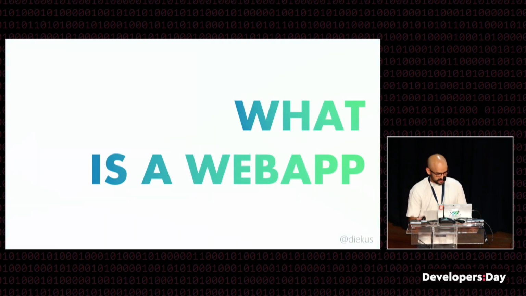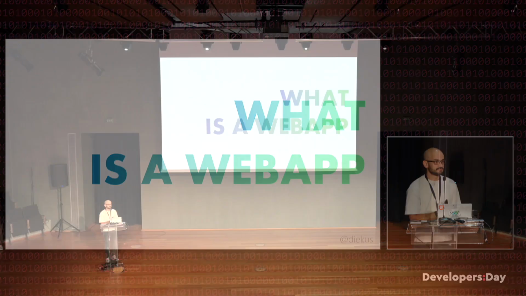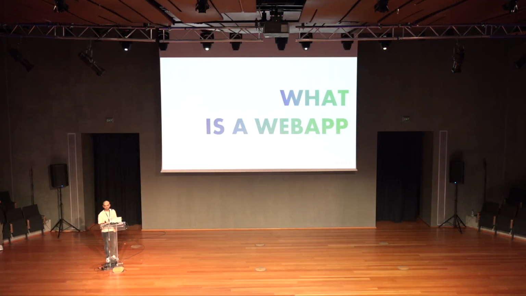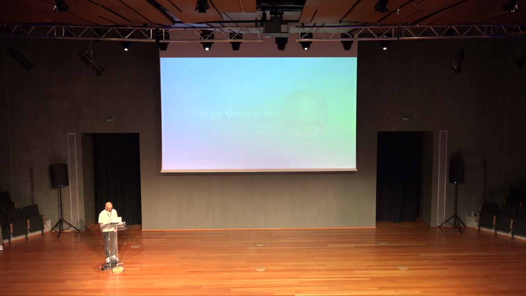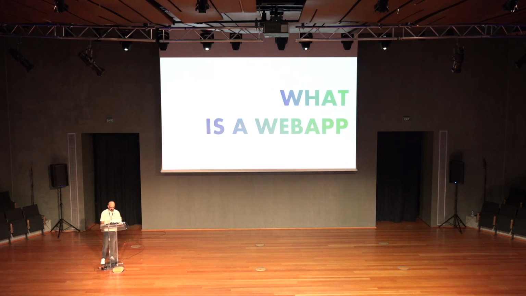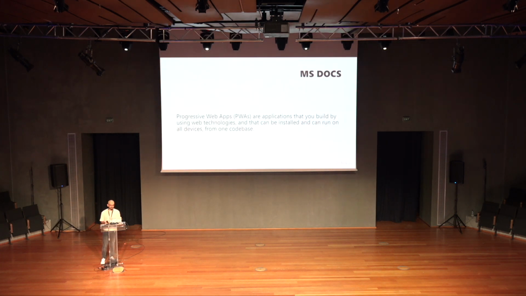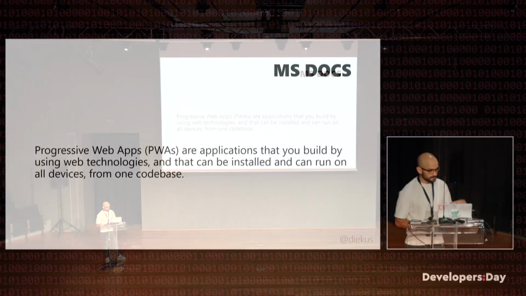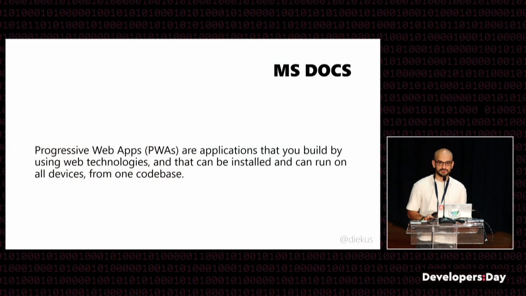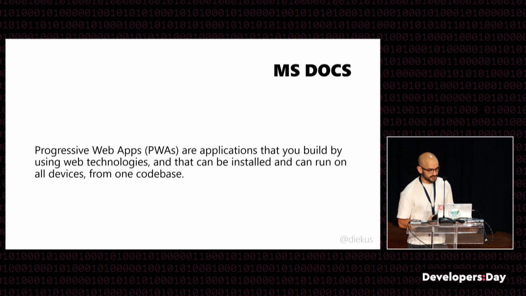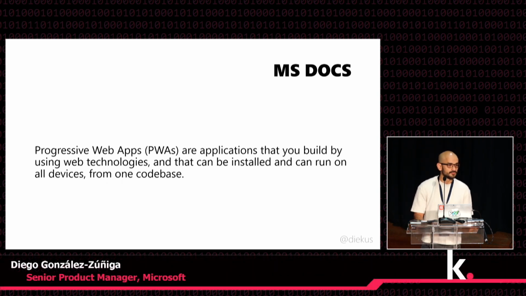So, having said that, we're going to go into a very simple question. What exactly is a web application? If we think about certain definitions that are out there, web applications are applications that you build by using web technology. So all these technologies that I've been mentioning: HTML, CSS, and JavaScript. And they can be installed and they can run on all devices basically from one code base.